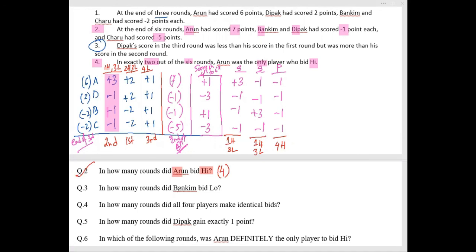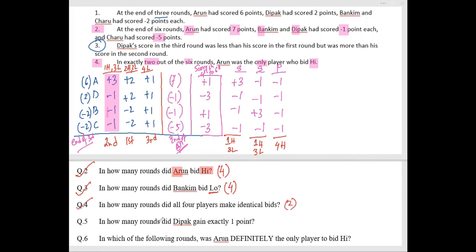Question number 3. In how many rounds did Bankim bid low? Bankim low. This is low. This is low. This is low. 3 low. Yes, this is high. This is low. 4 low. And this is high. So in this case also Bankim bid low in 4 rounds. Question 4. In how many rounds did all 4 players make identical bids? Identical bids. This is 4 low and this is 4 high. There are two cases happening. So the answer to question number 4 is 2 rounds.